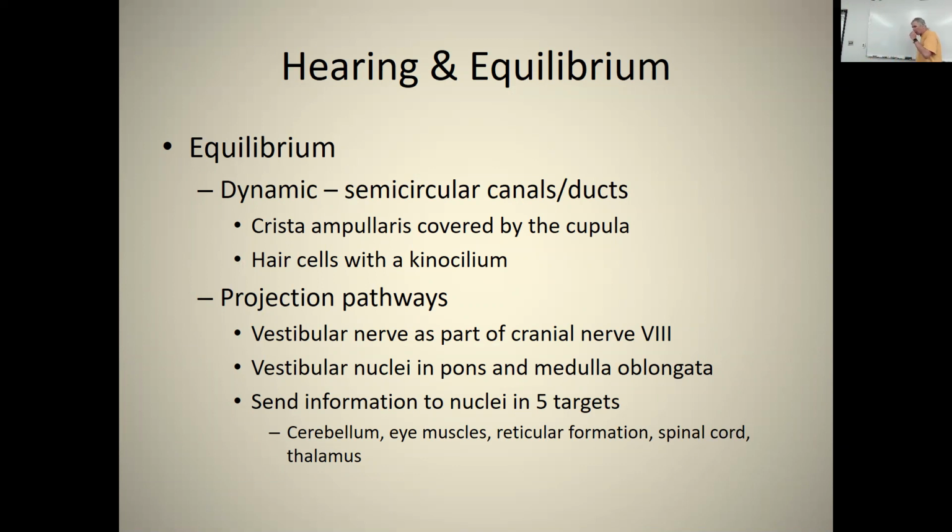Its organ is called the crista ampullaris, which is at the base of each semicircular canal. It's covered by this gelatinous thing called a cupula, and it has hair cells with a kinocilium as well.